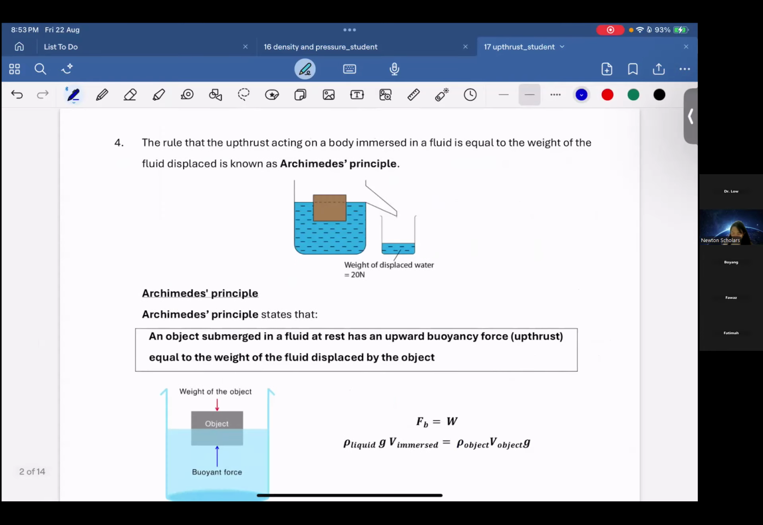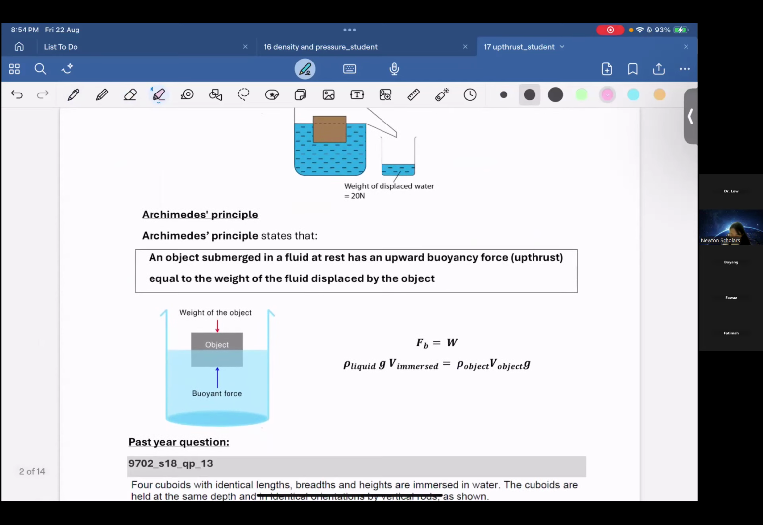Okay, so we go to the next page. The upthrust here is related with one principle called Archimedes' principle. Archimedes said that an object submerged in a fluid at rest. At rest here means balance, or equilibrium. Do you still remember about this? When we say balance, when we say equilibrium, that means the upward force must be equal to the downward force. What is our upward force here? It is our buoyant force, or upthrust.